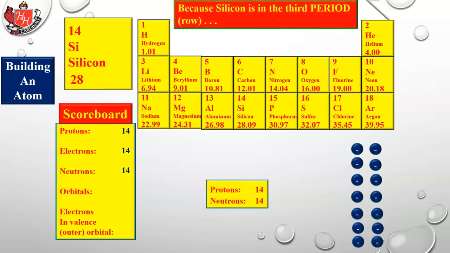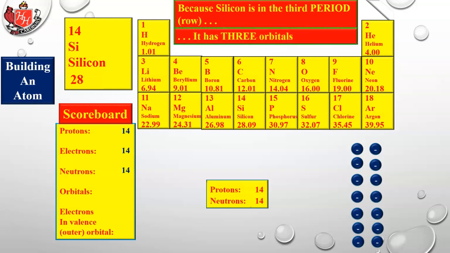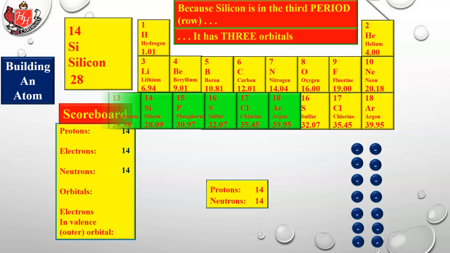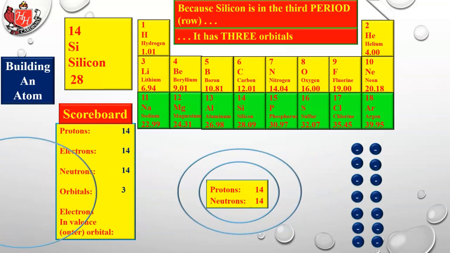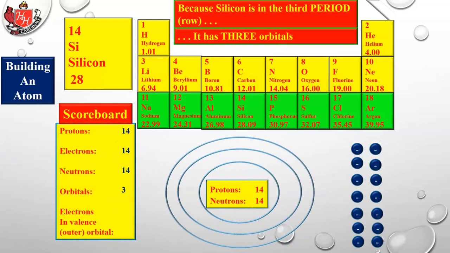Because silicon is in the third period, that is the third row, it has 3 orbitals. So everything in that row that you see covered in green has 3 orbitals. So we're going to go ahead and fill in the scoreboard with 3 orbitals, and now we're going to draw the orbitals. There's 1, there's 2, and there's 3. Okay?